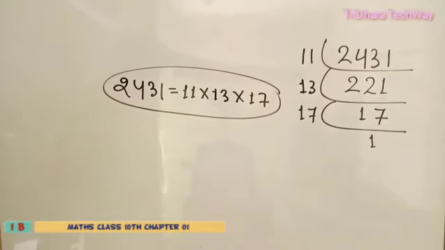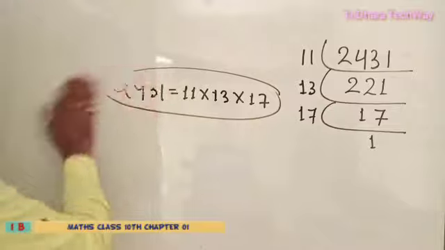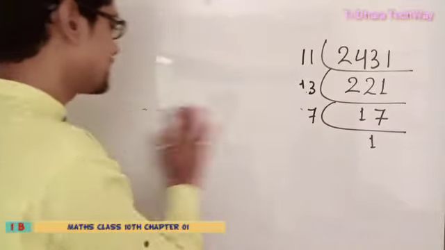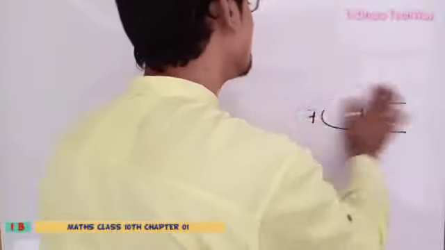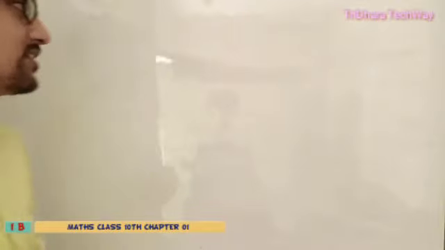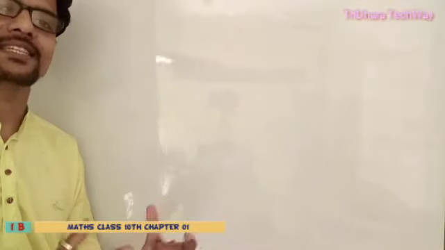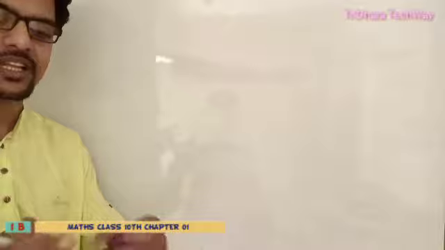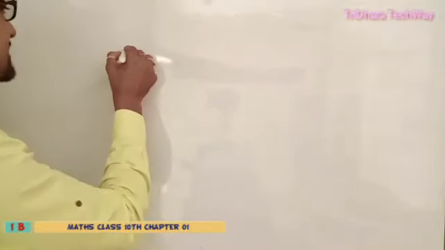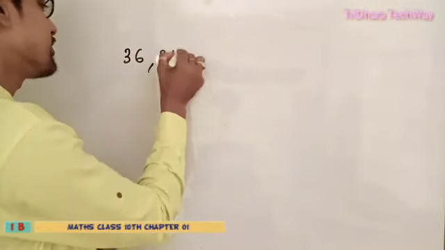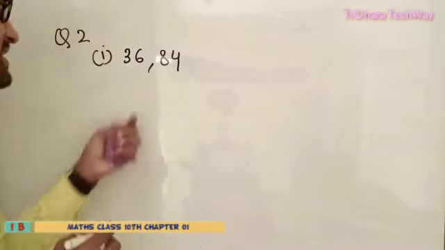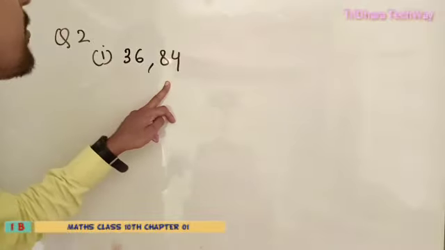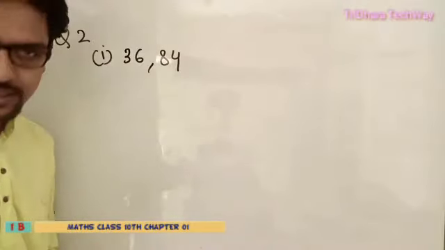Using prime factorization, find HCF and LCM of the given numbers. If you get what is prime factorization, then you have to use the concept of prime factorization and find the value of HCF and LCM for the given numbers. The numbers are 36 and 84. Question number 4, part first. You have to find HCF and LCM of 36 and 84 by using the prime factorization concept.